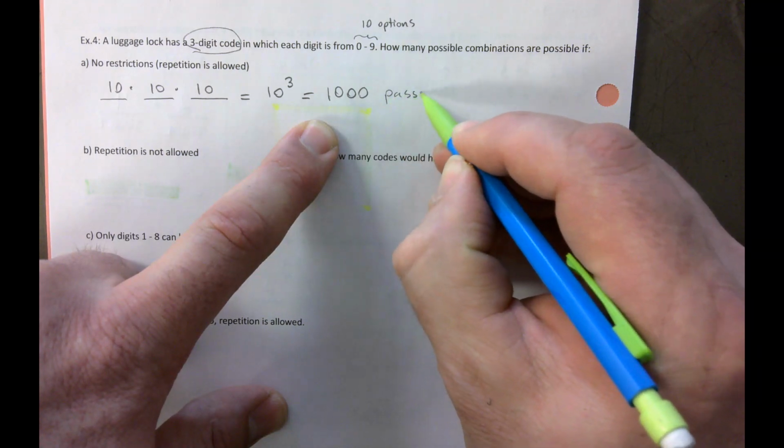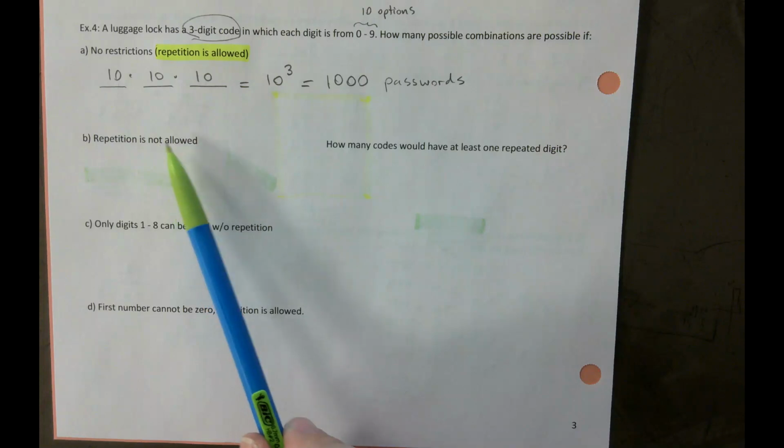Passwords. You can go combinations, passwords, whatever you want to fill in there. I'm fine with that. Watch this here. This is important. Repetition is allowed. So you may have a password that's 000. You may have a password that's 111. Okay.